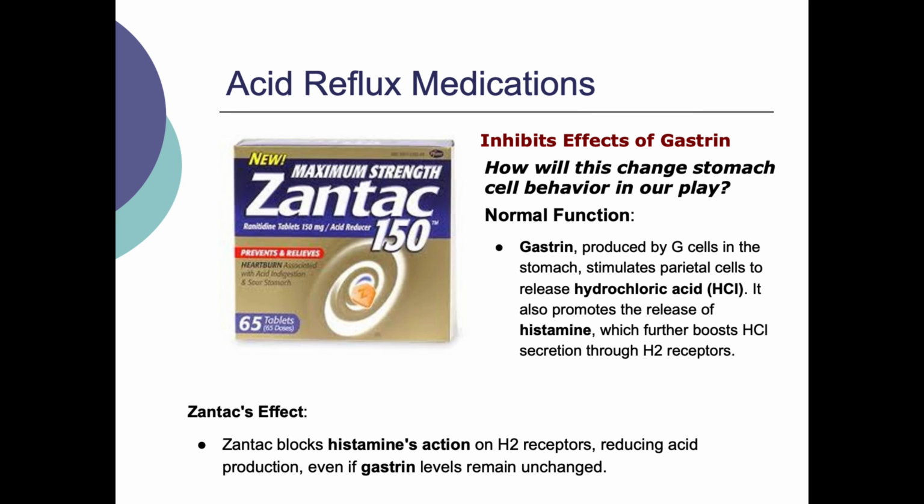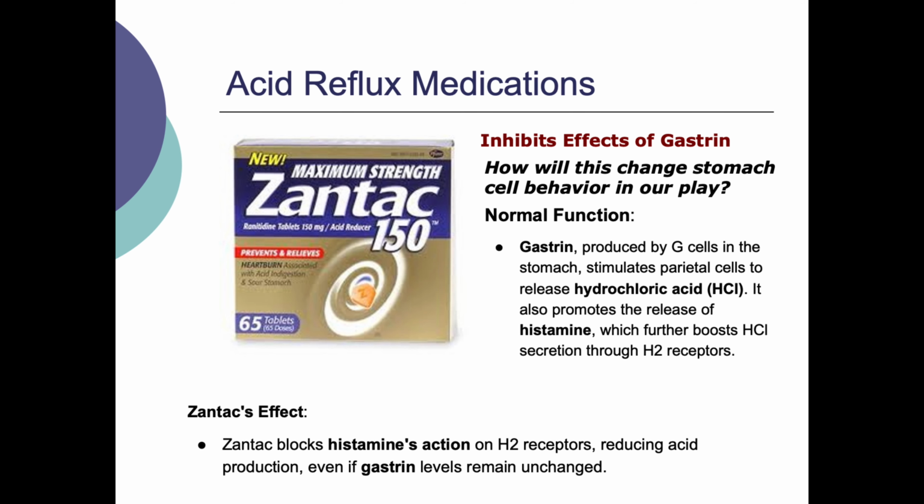Zantac is one of the things you can buy over the counter. It reduces hydrochloric acid in the stomach by inhibiting the release of histamine. Yeah, that's right. Zantac blocks histamine action. We've got histamine H2 receptors in our stomach that fine-tune the amount of acid in our stomach. And so Zantac is a heartburn medication that blocks histamine action, and in doing so, helps regulate stomach acidity.